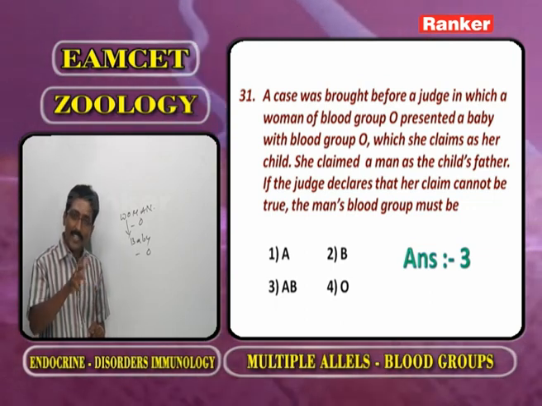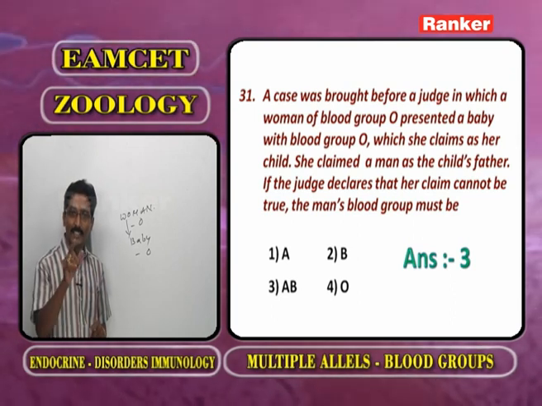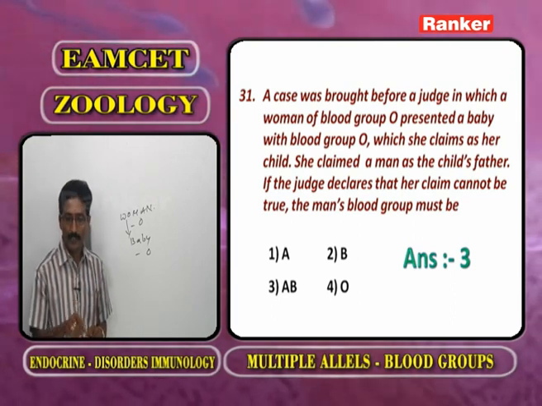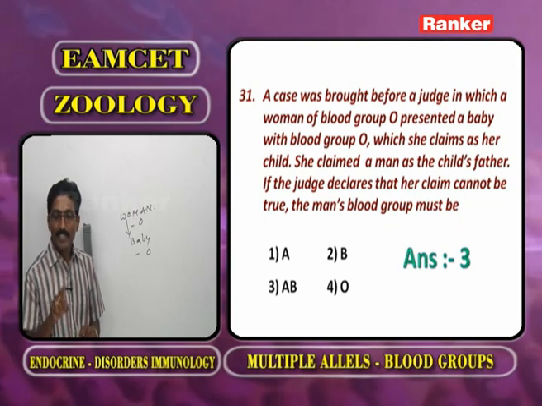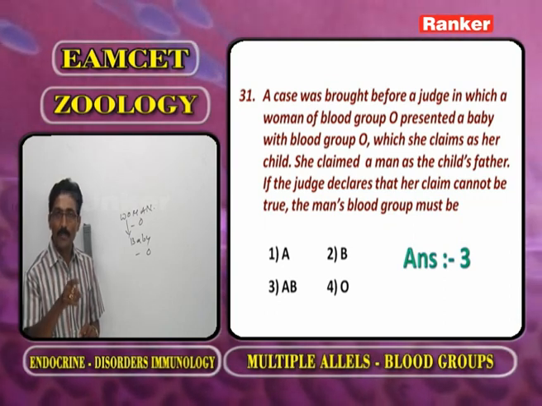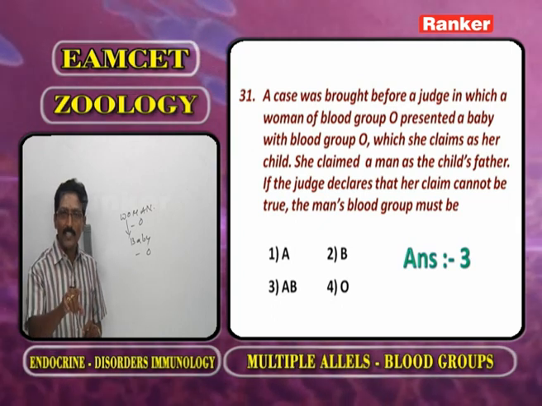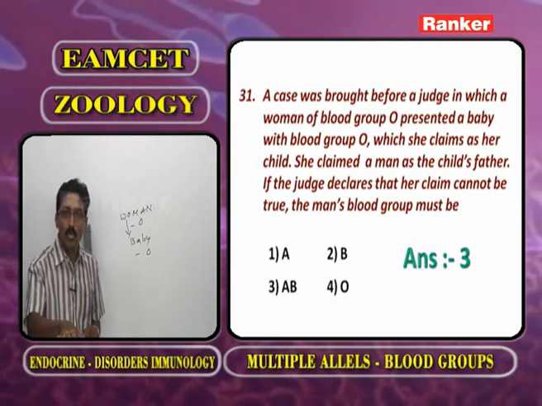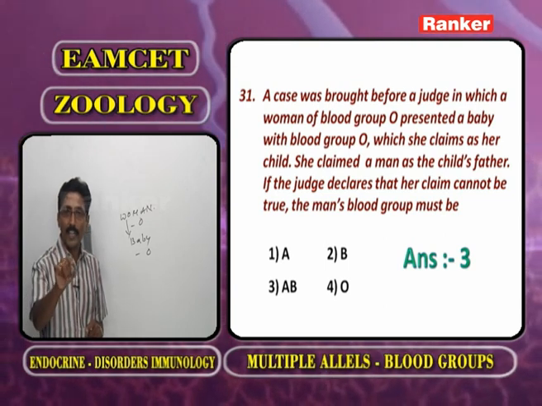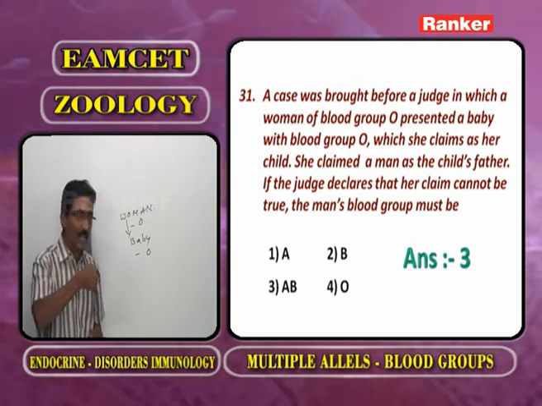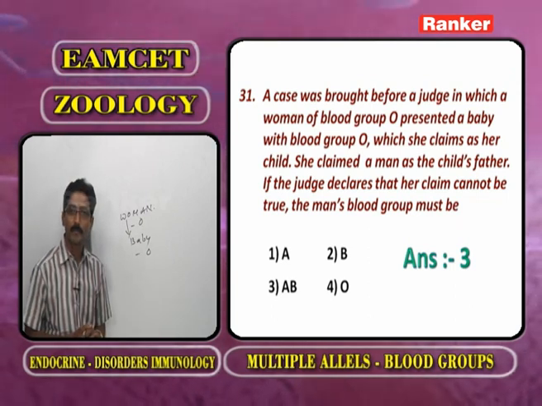Now, after hearing the case, the judge came to a conclusion that if the judge declares that her claim cannot be true, what she is telling, her blood group is O, her baby's blood group is O, and she is telling a man is the father of this baby.